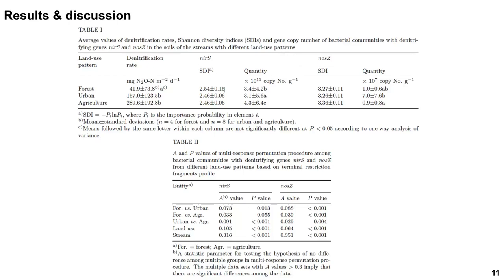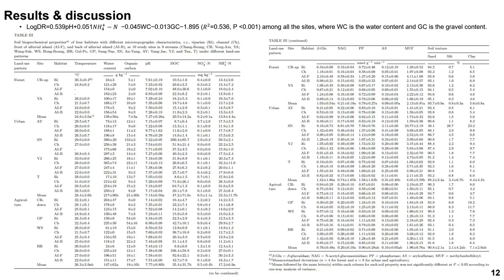In parallel, gene diversity analysis using NAR-S and NOS-Z also showed that land use types did not affect Shannon diversity indices, SDI. In conclusion, phylogenetic diversities of the bacterial denitrifying genes NAR-S and NOS-Z were different among the streams, although denitrification rates were associated with the watershed land use patterns. So all right, the results and discussion section still continues with table 3, which clearly shows the details of multiple linear regression analysis.